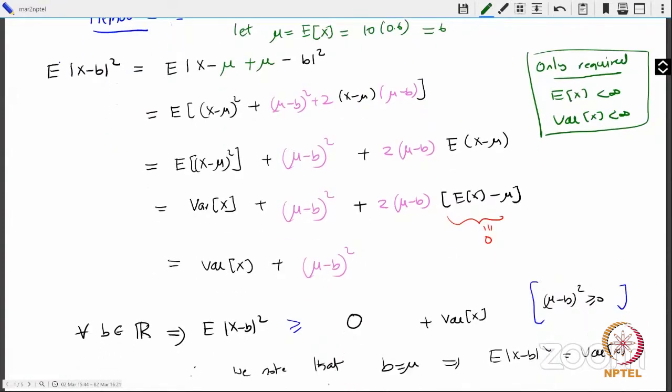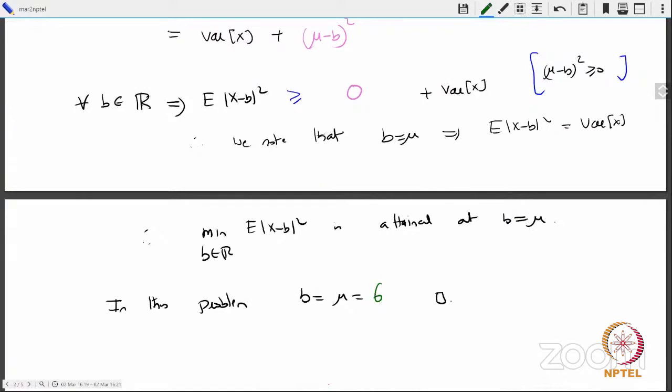Because I just did jugglery around. I just made a mess of this point right here, and I used that (mu minus b) whole squared is non-negative. So it's always going to be non-negative, and you have plus the variance of X. So E of (X minus b) squared is always at least the variance of X, and it's equal to that quantity when b is equal to mu. So this one disappears. You have the answer.